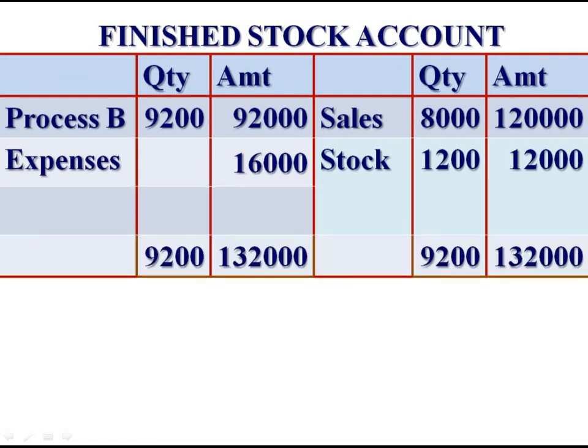Balance the finished stock account. We get debit side balance 24,000. It is the profit to be transferred to costing profit account, rupees 24,000. It is the finished stock account. So thank you.